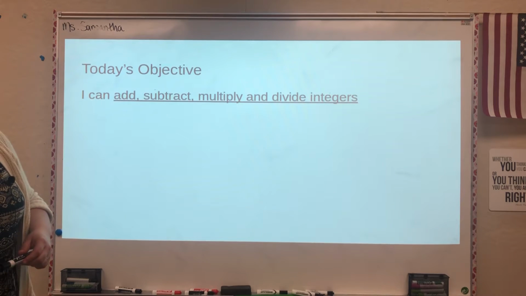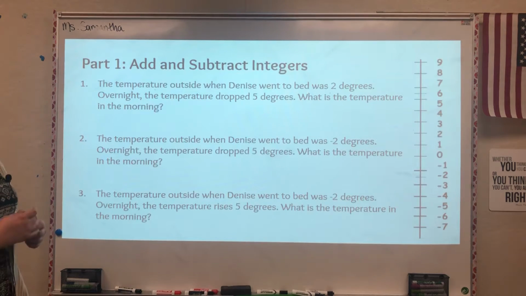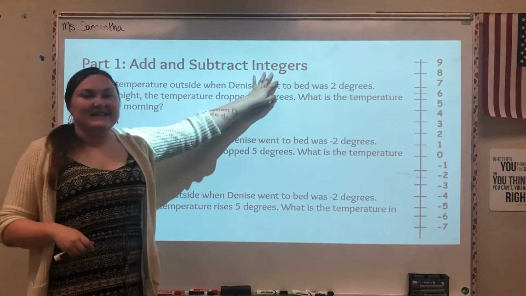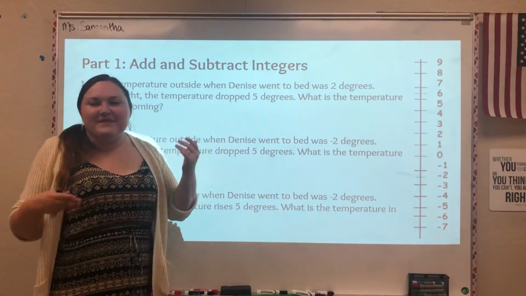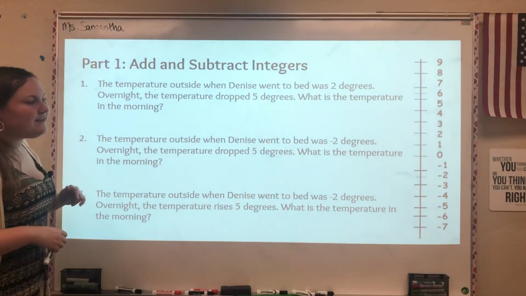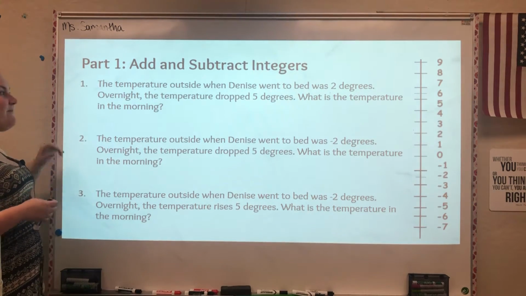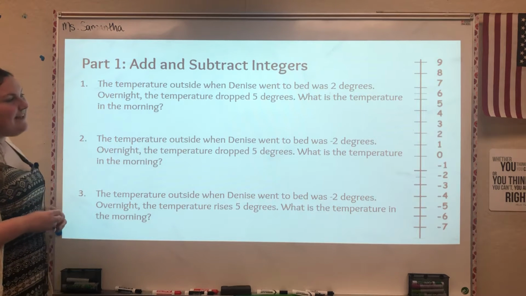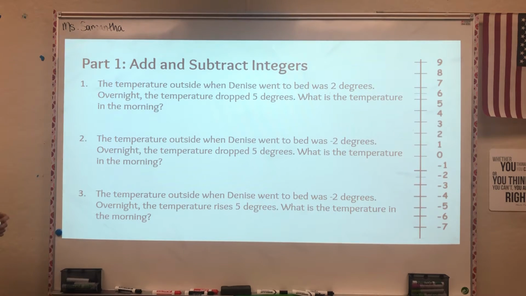We are going to start off with the two skills we learned in Unit 1, which were adding and subtracting integers. And to help us remember some of the things we mentioned, I've got 3 real-world problems to look at. The first one says the temperature outside when Denise went to bed is 2 degrees. Overnight, the temperature dropped 5 degrees. What is the temperature in the morning?